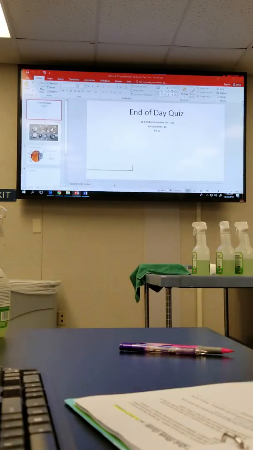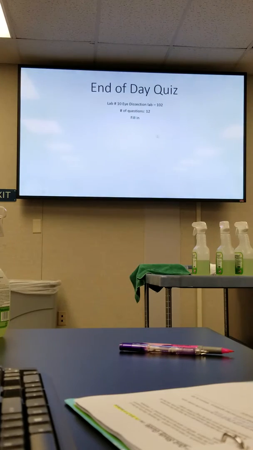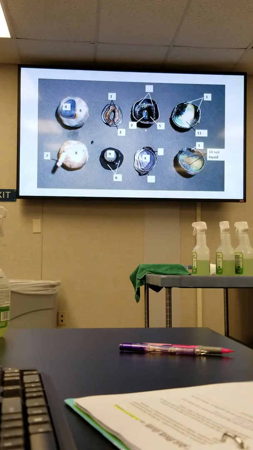Okay, this would be number 10. This is the eye. Every part of the eye. Make sure you know where every part of the eye is. One of them you probably won't be looking at on here. Well, I'm not going to stress out which one it is. That'll give you a chance to figure it out.